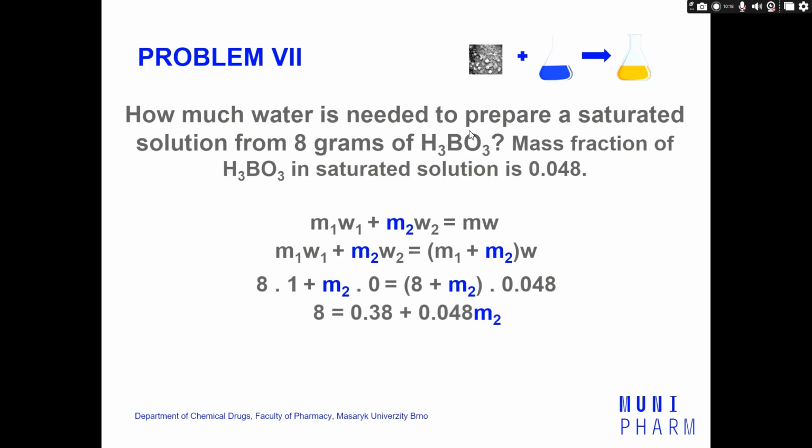When we calculate, we will get the equation in this form. You can see that on the left side of the equation, the unknown actually disappeared, so the equation once again becomes simpler. After calculation, in 2 steps, we will get to the answer that the mass of the water is 158.75 grams. So this value is the mass of water necessary to prepare a saturated solution from 8 grams of boric acid under these specific conditions.